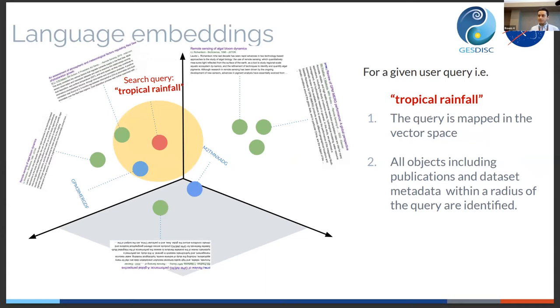Now, for the search purpose, if you have all your data, meaning the metadata, the publications, and anything that you want to add to this graph, when you map it in the space and a user query comes in, that query also can be placed in the space. For example, here we have a query like tropical rainfall. When you place this query into the space, you can define a radius that returns whatever falls within this radius, and you get some candidates back.